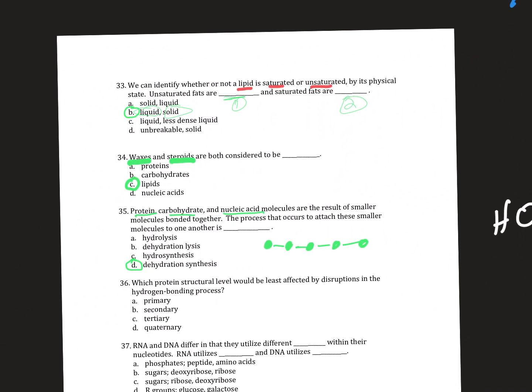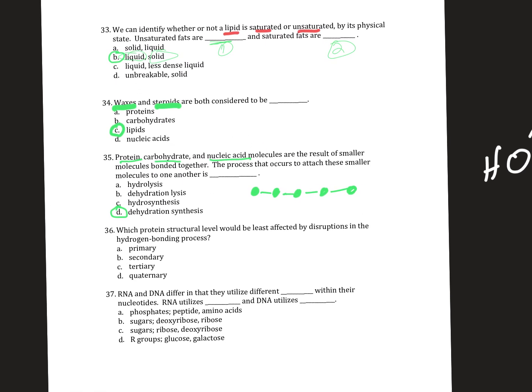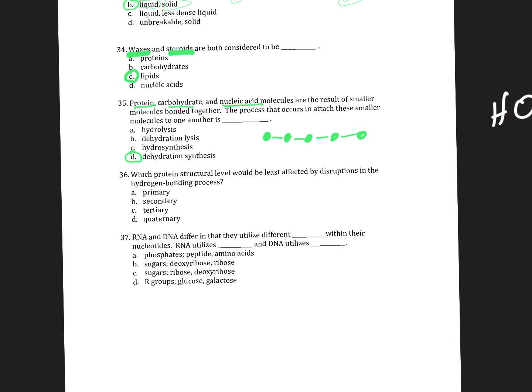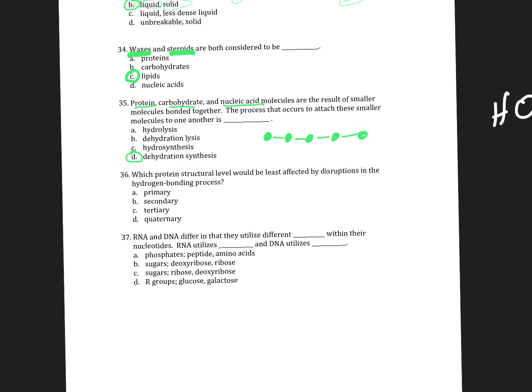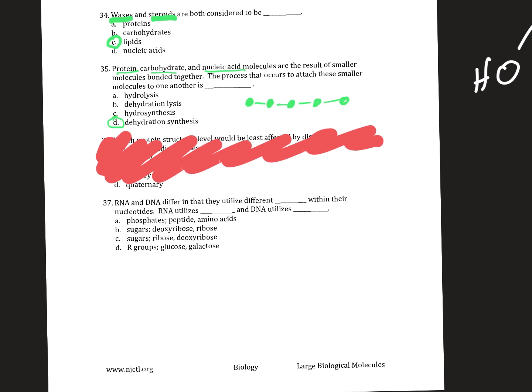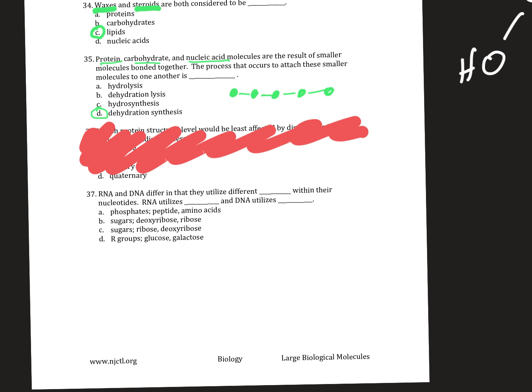All right, anyways, so if we look at this, you see it's dehydration synthesis. I think that's obvious. Which protein structural component will be affected? You won't know this until next week. It'll be secondary. But you don't need to know that. I'm just going to put a red. We're running out of time, so I'm not even going to worry about this stuff. RNA and DNA differ and utilize different. Now, this is an interesting question you should know the answer to. RNA and DNA differ in that they utilize different what?